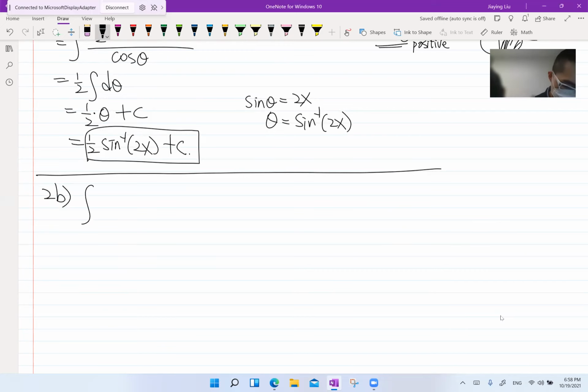Here we have integral dx over x squared square root 4x squared minus 1. At first look at this problem, I see this square root of 4x squared minus 1, just like in the previous problem, and that's kind of an indication that I might have to use trig substitution. It looks like direct u substitution wouldn't work in this problem because we don't have an x in the numerator. So I'm going to use trig substitution.